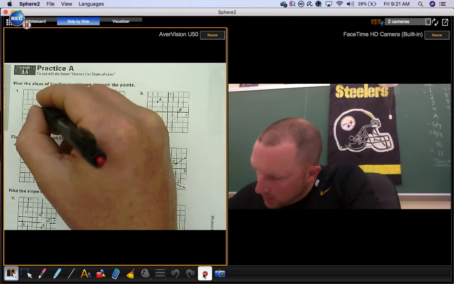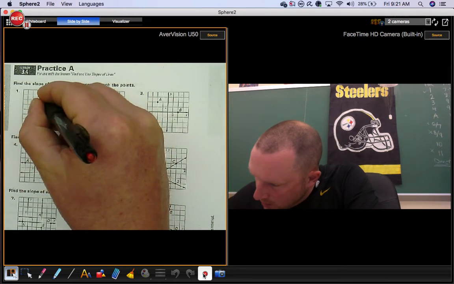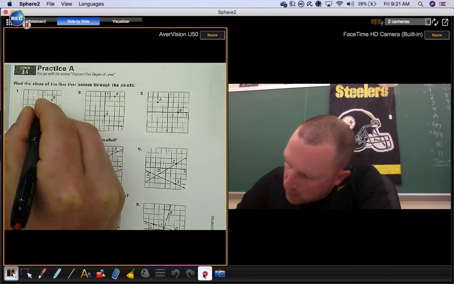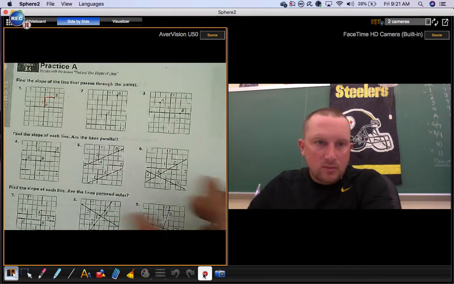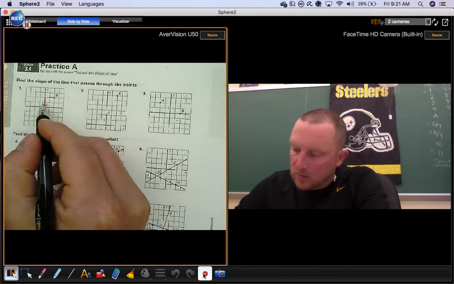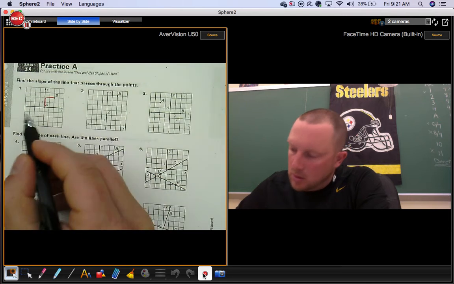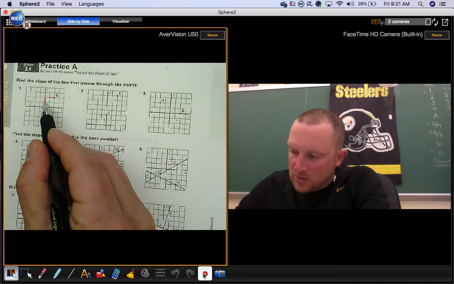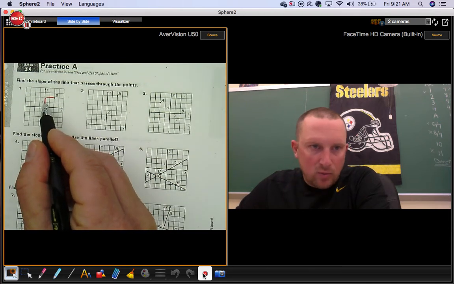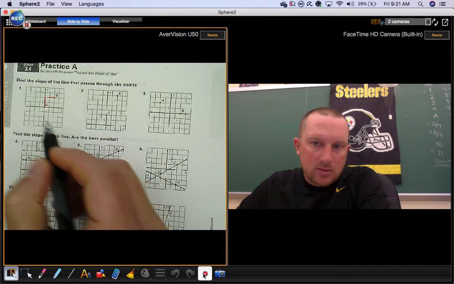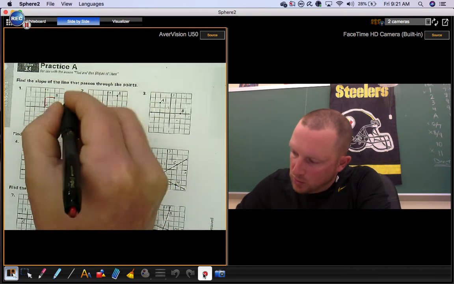So all I'm doing here is I'm counting up and to the right. It's important to know the scale. We're counting by ones because that's the point 1 right there on the y-axis. So we're going up 1, 2.